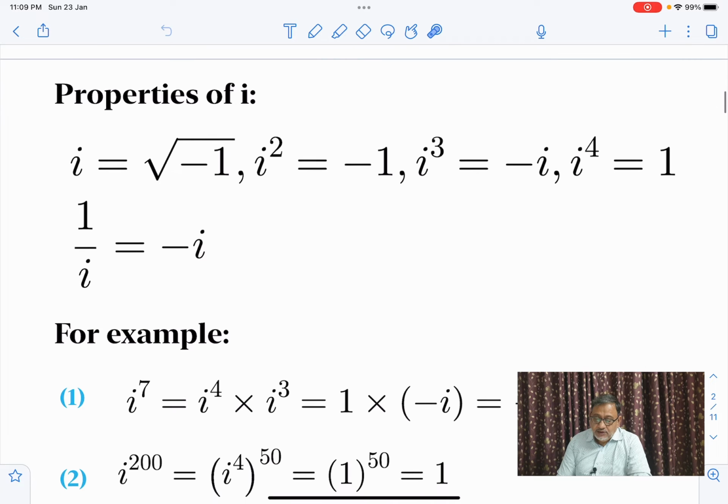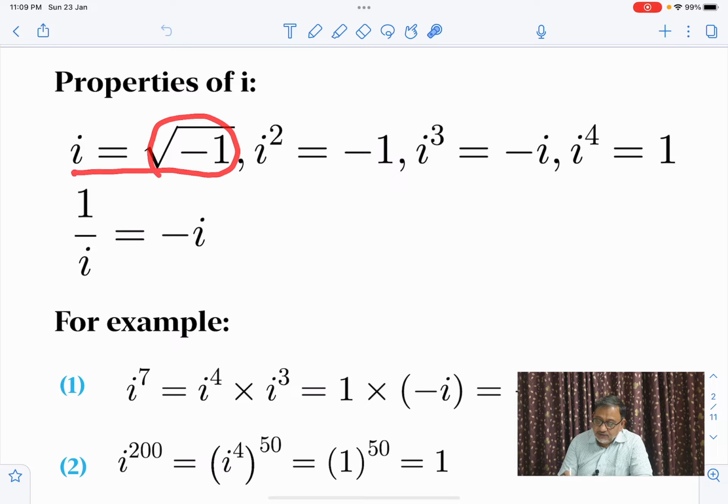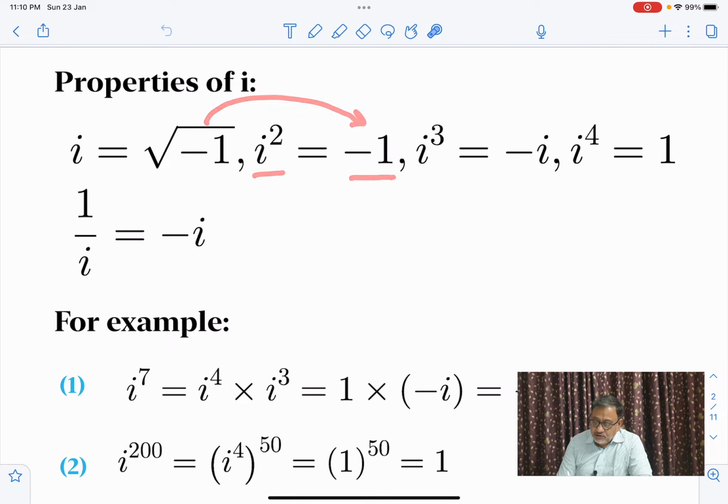Okay, now look at the properties of i. Because we will be dealing with i, it is better that at this stage we discuss all the powers of i. Properties of i means different powers of i. So just i is square root of -1. You all know about it. i square, so square of root of -1 will be -1. So i square is -1.